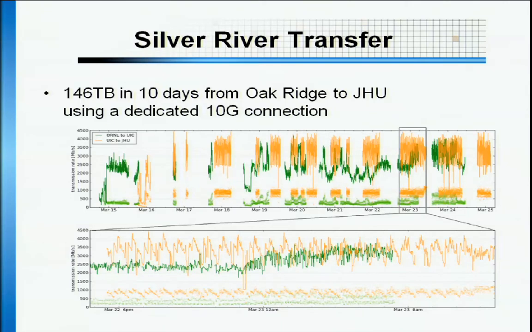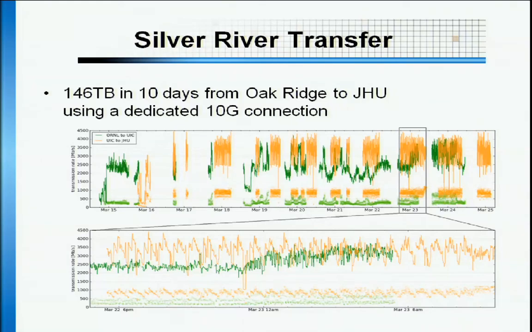Starting with the transfer, Pierre already mentioned this. So at some point in time, when the Silver River was running on the Jaguar, there came an email to Mike Coolan that, okay, we have 2 weeks to take the data because then we are wiping our disks. This was 146 terabytes. And okay, so we said, fine, we have a 10 gig line to Chicago, and Chicago has a 10 gig line into Oak Ridge.